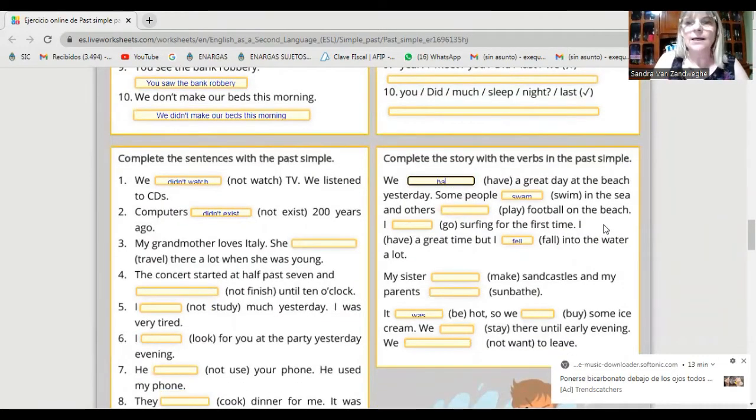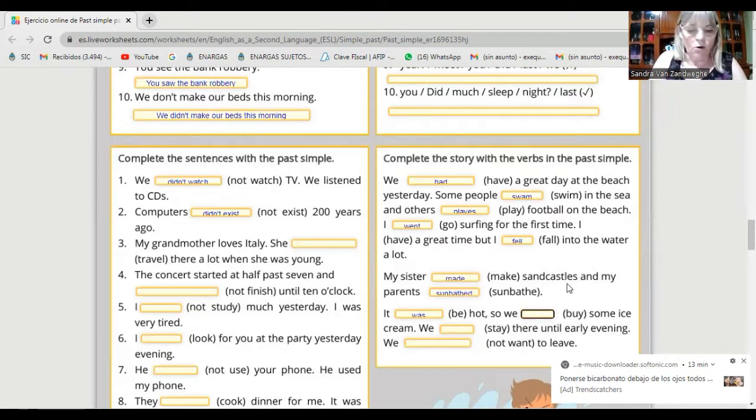Vamos a hacer así. We had. Primero nos fijamos el verbo, lo completamos. Vamos a hacer eso. Played. I went. Lo hacemos rápido. My sister made. My parents sunbathed. Es tomar sol. Es regular, no lo van a encontrar en la lista. Le agregan la D nada más.